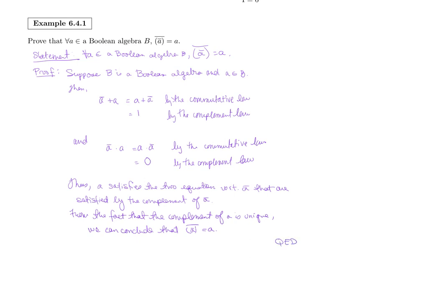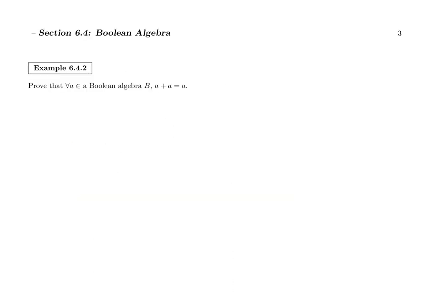And so I knew this one was a bit abstract, so I thought we would do this one together. And the other two examples are a bit more straightforward, and the one problem I gave you on the homework this week is definitely a lot more like examples 6.4.2 and 6.4.3. So what does 6.4.2 say? It says prove that for all A in a Boolean algebra B, A plus A equals A. So we're trying to essentially prove an identity here, right?